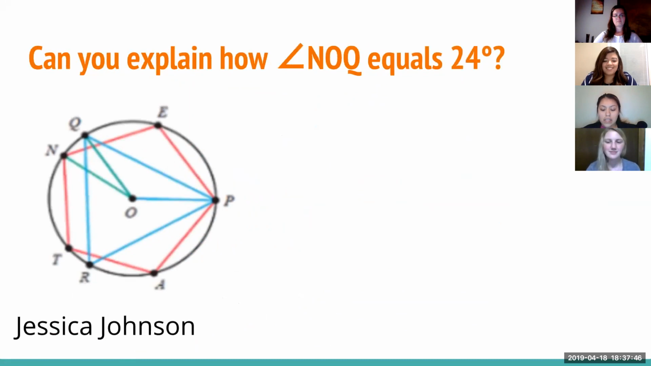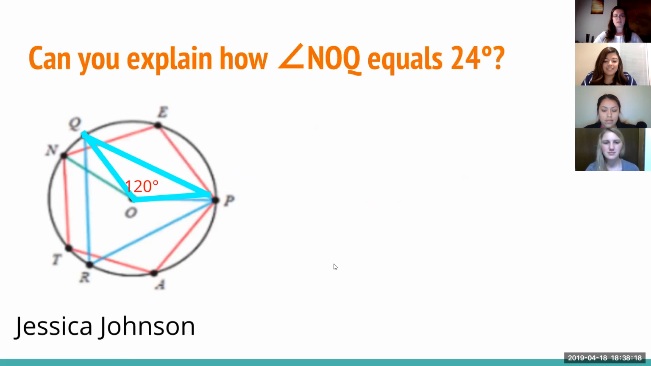Jessica, can you explain to me how angle NOQ equals 24 degrees? Yes, Cece, I would love to explain that to you. First, look at the equilateral triangle PQR and the midpoint O. From here, we can see another triangle, POQ, and this triangle has an angle that equals 120 degrees because the central angle of the equilateral triangle is 120 degrees.